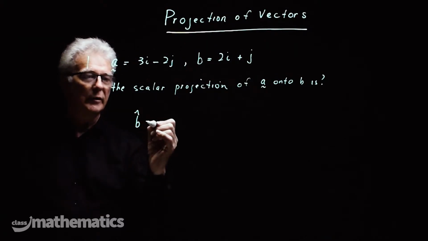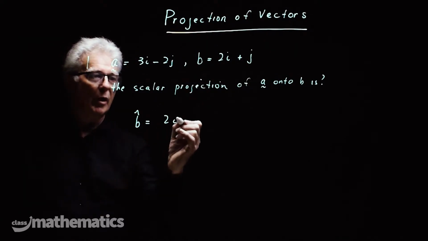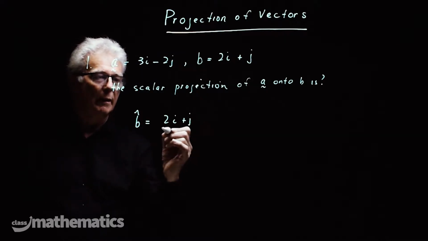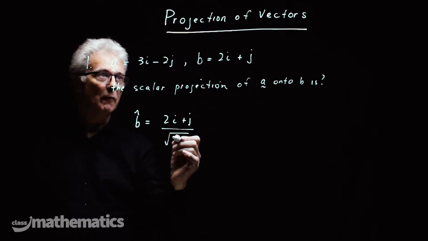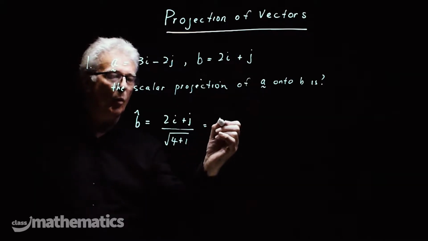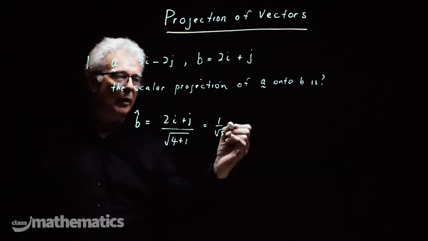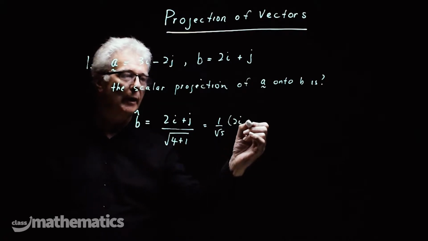To do that, if you remember, it's going to be this vector 2i + j over the magnitude of b. That's the square root of 2 squared, which is 4, plus 1 squared, which is 1. So that equals 1 over root 5 times (2i + j).